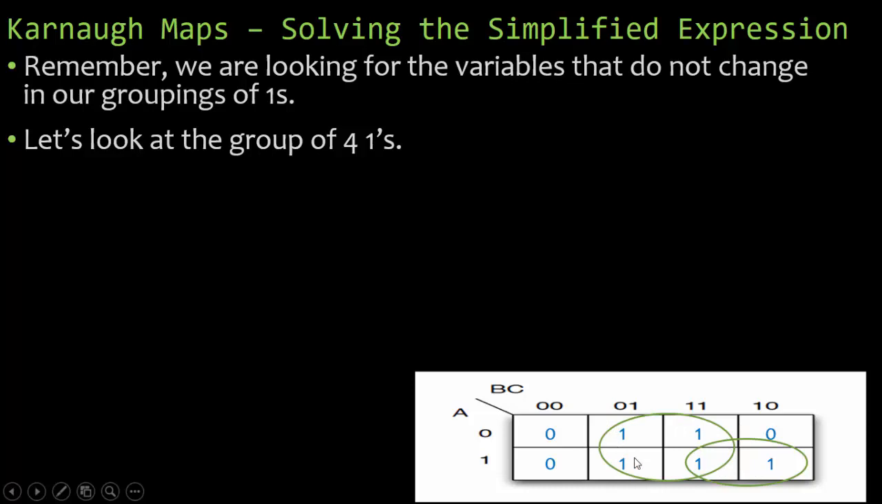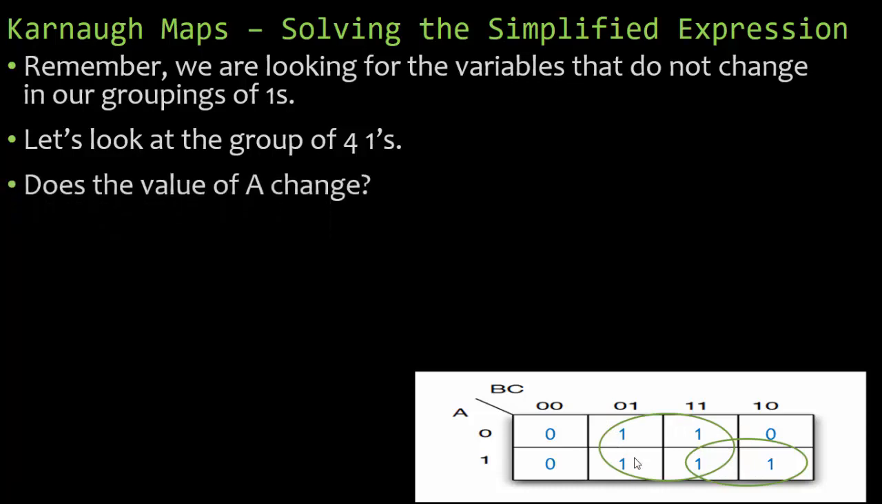The first thing I want to ask myself is, does the value of A change? Well, what is the value of A in this box? Well, I see A is 0 in this box. In this box, A is also 0. So far, so good. Now I got to check this one because it's part of my grouping. What is the value of A? 1. That's it. A's got to go. The value of A has changed from 0 to 1. If it was the same in all 4 of these boxes, I would keep it. Because it has changed, it's out of there.